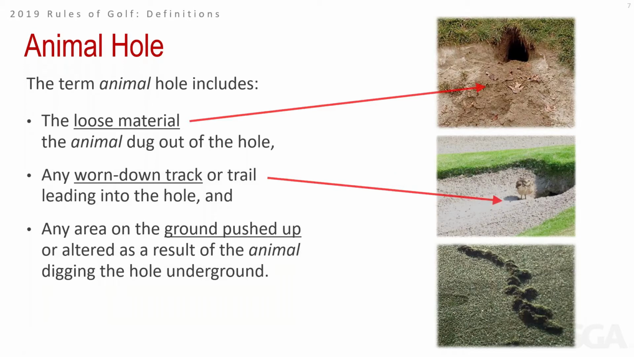So the term animal hole includes any loose material that the animal dug out of the hole. A really good example is sometimes you see turtles that make burrows in the sand. You can see the example on the top of your screen, some of that loose material or loose dirt that was made when that animal was digging their hole. Any worn down track or trail leading into the hole, again using that example of turtles, they generally move the sand and push it off to the side, creating a path or a hollow that your ball may rest in.